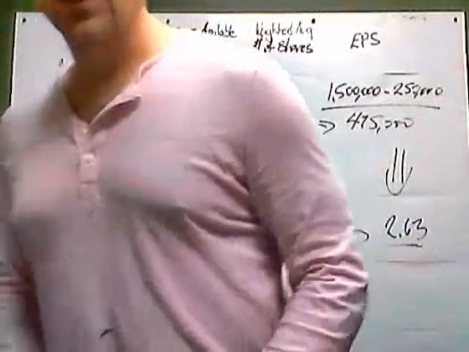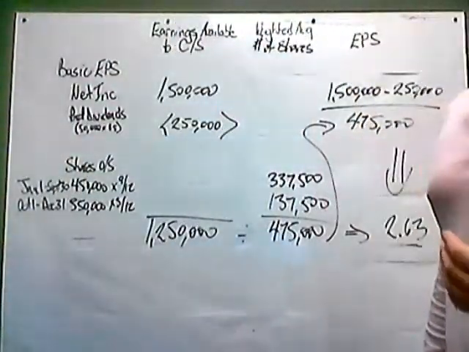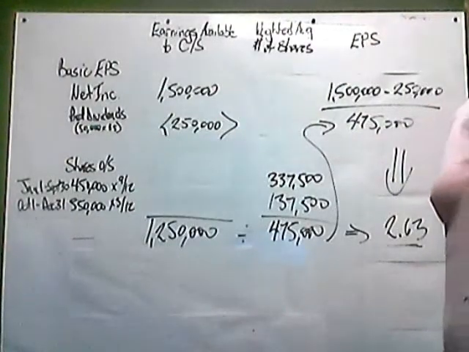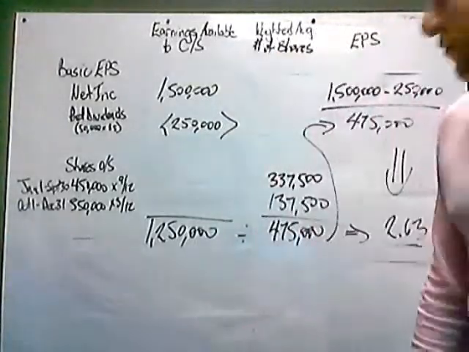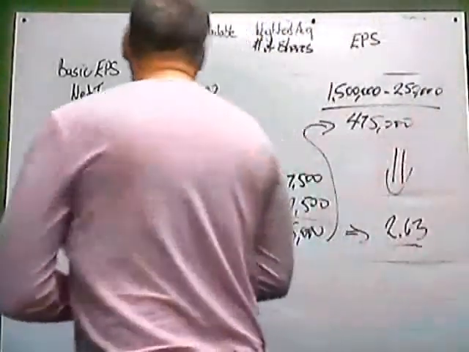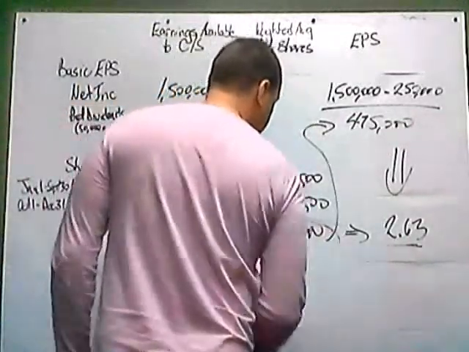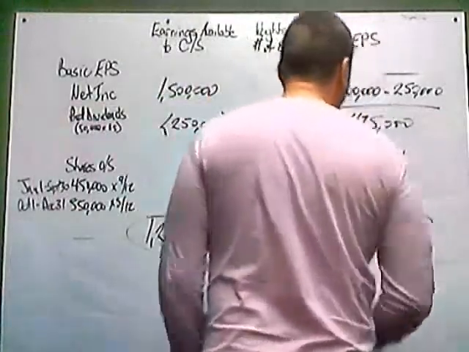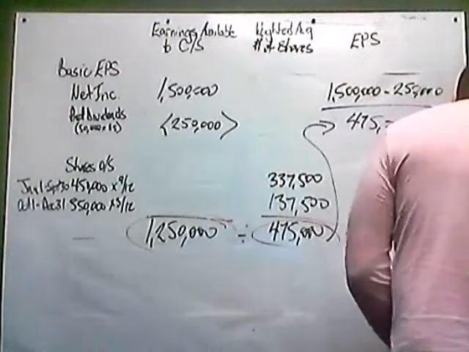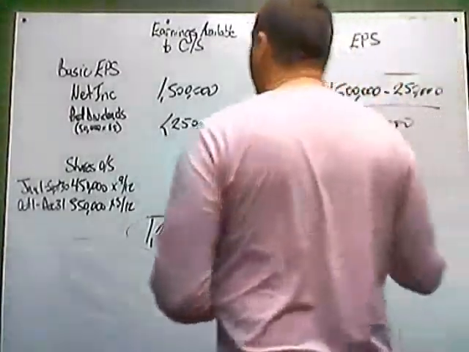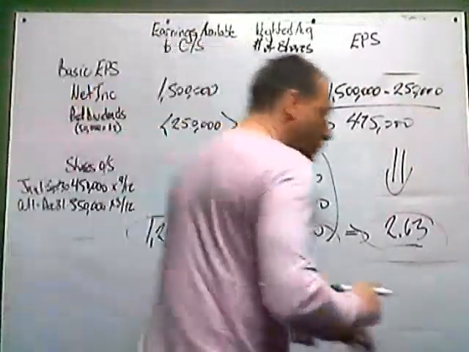Okay. So from there, we've got to figure out, okay, well, what's the dilutive effects now? So the information that we need to carry forward from this is our earnings available to the common shareholder, our weighted number of common shares outstanding, and our basic EPS. So what I'm going to do is I'm going to put those numbers up here. Basic EPS.